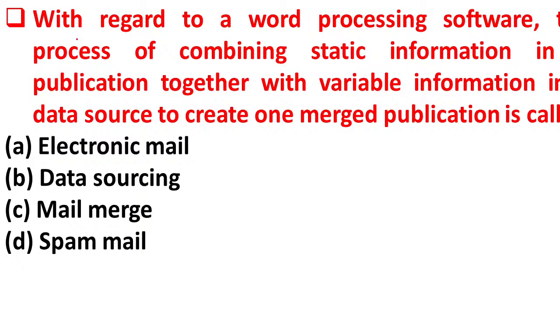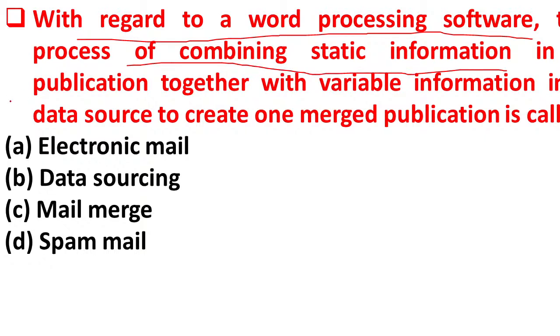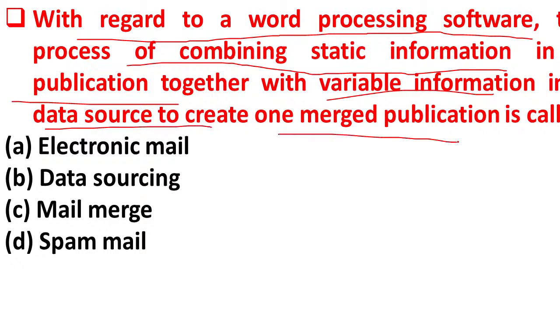The next one is with regard to word processing software. The process of combining static information in a publication together with variable information in a data source to create one merged publication is called option A electronic mail, option B data sourcing, option C mail merge, option D spam mail. Yes, here the right answer is option C mail merge.